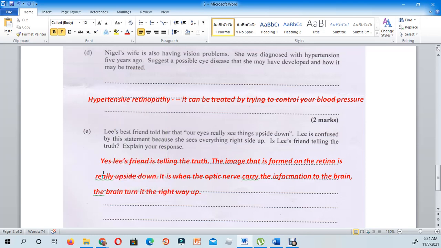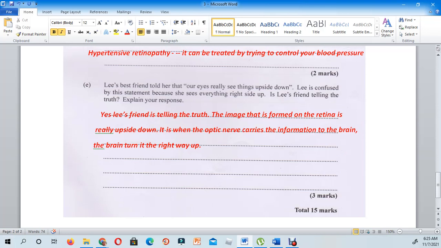It is when the optic nerve carries the information to the brain that the brain turns it the right way up. Right, so when the image is formed on the retina, it is actually upside down, but it is actually the brain that really turns it the right way up when the optic nerve would have taken the information to it. Right, so if you answer those just the same or similar to that, then you should maximize and get as much as possible out of the 15 marks.